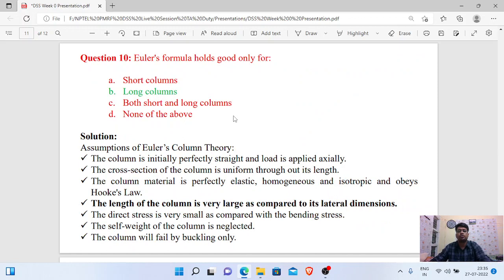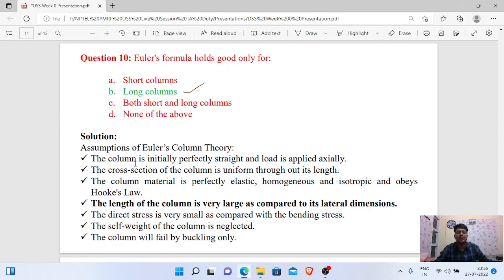Now coming to the last question: Euler's formula holds good only for short column, long column, both short and long columns, none of the above. This is one of the assumptions made in Euler's column theory. Euler's formula is for long columns, so option B is correct. So what are the assumptions? Let us recall the assumptions of Euler's column theory.